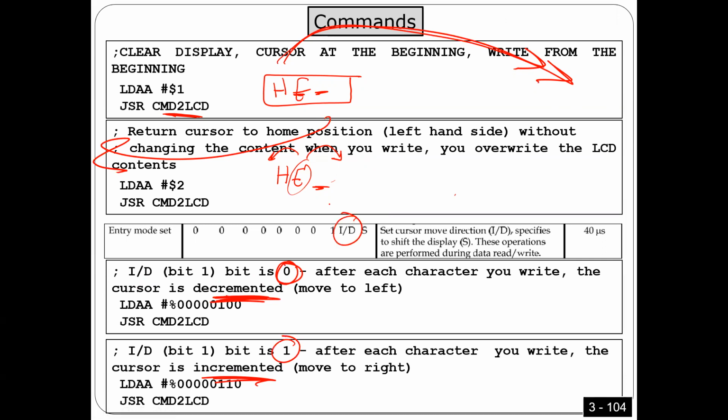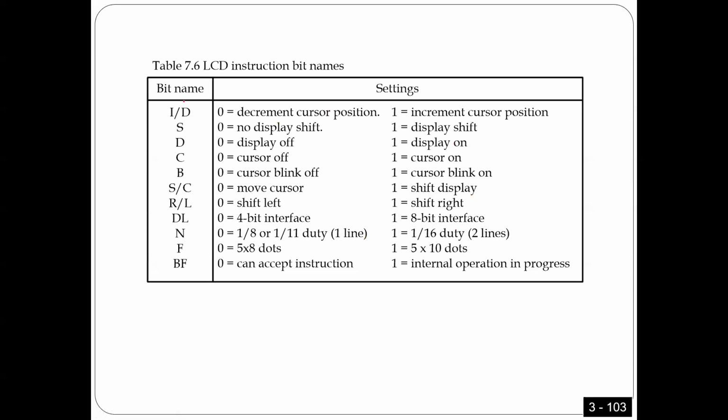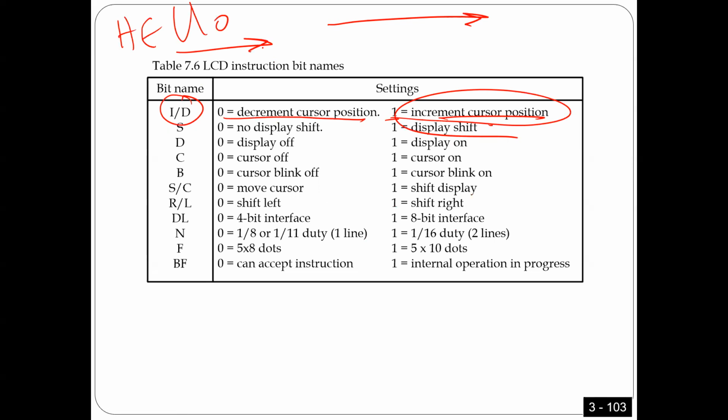So this is I/D. And I think I explained also here I/D. If you put 0, you decrement the cursor. You put 1 means you increment the cursor. Do you understand what I'm saying? So for normal use of the LCD, all the time I'm going to increment the cursor, means the cursor is going to move this way. And that's what we do when we write English, right? So I want every time the cursor to move this way. Decrement means every time I write, the cursor is going to move this way. Anyway, so this bit can control this or that.